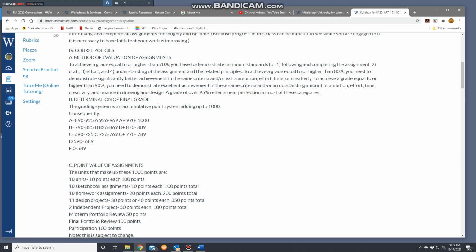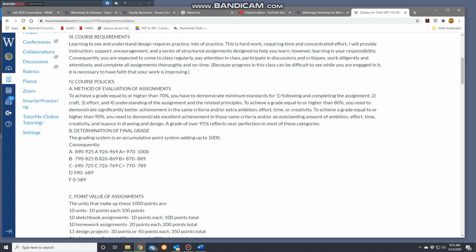Okay, so let's get to method of evaluation because we have about 3 minutes left. In terms of the method of evaluation, my basic point of view is if you meet minimum, you're going to get 70%. If you are better than minimum, if you're good, then you should be able to get a grade of 80%. And to get a grade of 90%, you have to be excellent in at least some aspects.